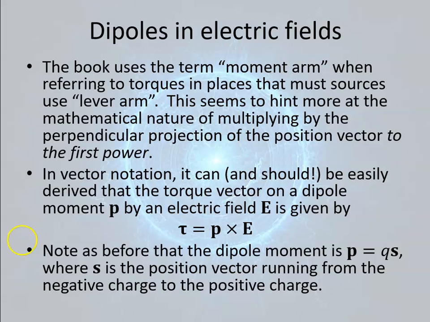And it can be shown that the torque vector on such a dipole is equal to the dipole moment. Remember, the dipole moment is just equal to the size of one of the charges times a vector going from the negative charge to the positive charge, but the torque is going to be equal to the cross product of the dipole moment crossed with the electric field vector.